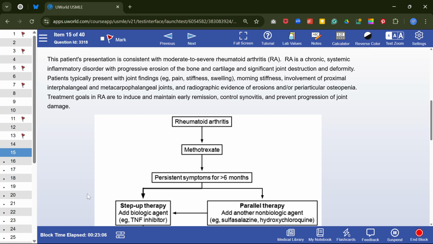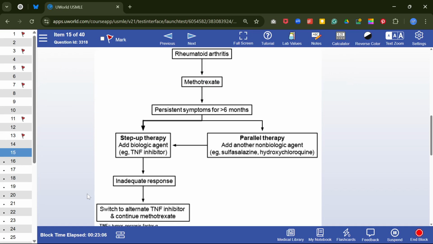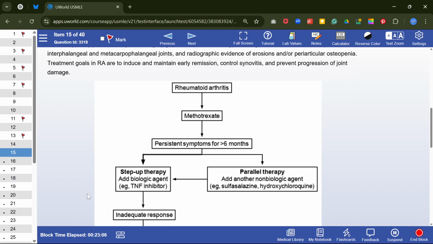Treatment goals in RA are to induce and maintain early remission, control synovitis, and prevent progression of joint damage. So look at the box. Rheumatoid arthritis, methotrexate. After giving methotrexate, if persistent symptoms for more than 6 months, then parallel therapy, like add another non-biologic agent like sulfasalazine or hydroxychloroquine. Or you can step up therapy, add biologic agent, TNF alpha inhibitor, infliximab, golimumab.